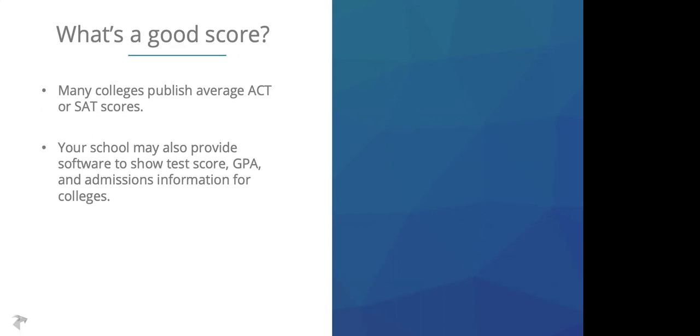A question we often get is, what is considered a good score? The answer is always, it depends. So to understand what a good score is to you, check out the ACT score scattergrams for your target school. These will tell you what the average score is, and whether students with scores similar to yours were able to get admission to that school. Your school may also provide software to show test score, GPA, and admissions information for colleges.